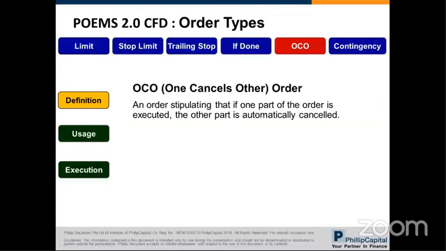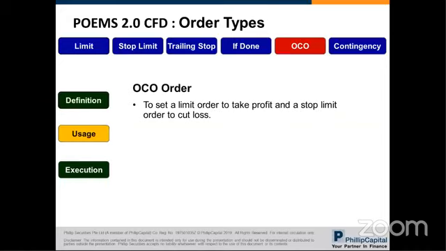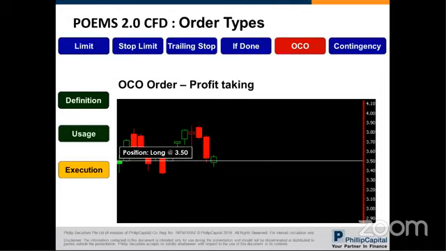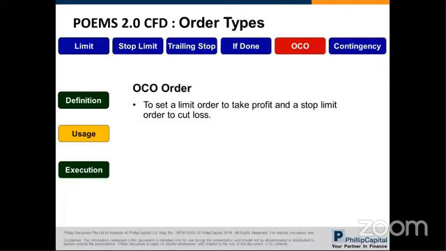And subsequently, you can have another order to cover your loss, in case the market turns against you. Basically cover your capital by doing a stop loss order. So this is a mix of take profit and stop loss. You combine them together. So this is a one cancel order: a take profit as well as a stop limit order to cut loss in this case.